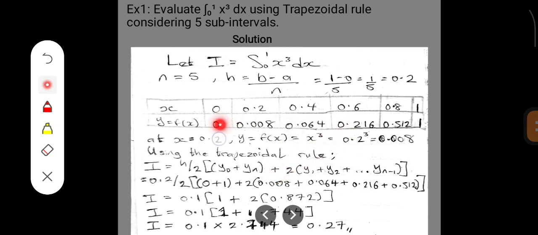So when we fill in all the values in between, we have 0.008, 0.064, 0.216, and 0.512, without repeating this last ordinate. So doing the addition, we have 0.2 divided by 2 is equal to 0.1, open bracket, 0 plus 1 here gives 1, then 2 open brackets. When you add everything here, you should get 0.872, and 2 multiplied by this gives 1.744, plus 1 gives 2.744, multiplied by the outer term, which is 0.1, then our I equals 0.27 approximately.